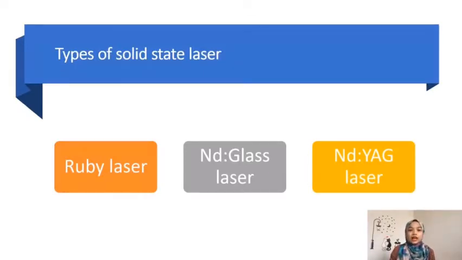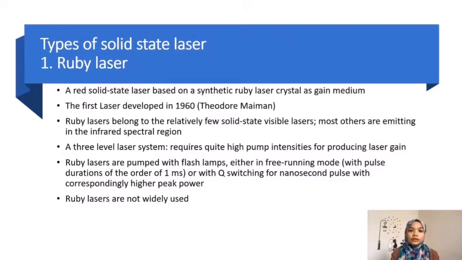Okay, now let's move on to the types of solid state laser. There are 3 types of solid state laser. The first one is ruby laser, the second one is neodymium glass laser, and the last one is neodymium yttrium aluminium garnet laser. Now let's move on to the first type of solid state laser, which is the ruby laser.